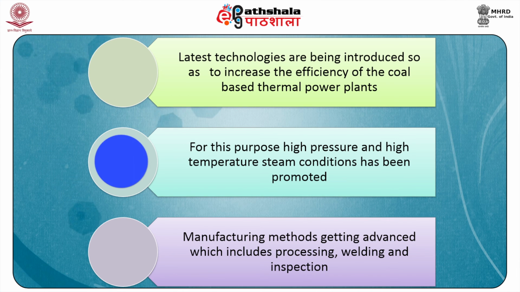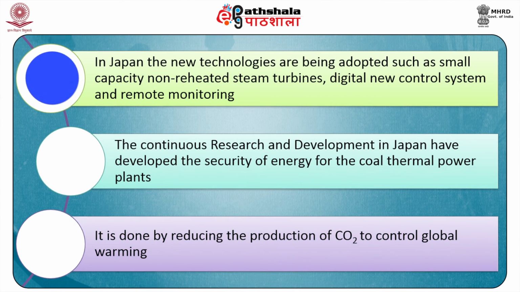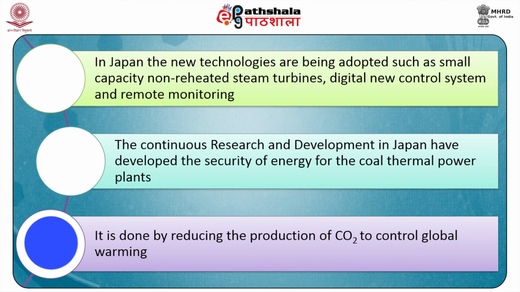For this purpose, high pressure and high temperature steam conditions have been promoted. Manufacturing methods are getting advanced, which includes processing, welding, and inspection. In Japan, new technologies are being adopted such as small capacity, non-reheated steam turbines, digital control systems and remote monitoring. The continuous research and development in Japan have improved the security of energy for coal thermal power plants. It is done by reducing the production of carbon dioxide to control global warming.